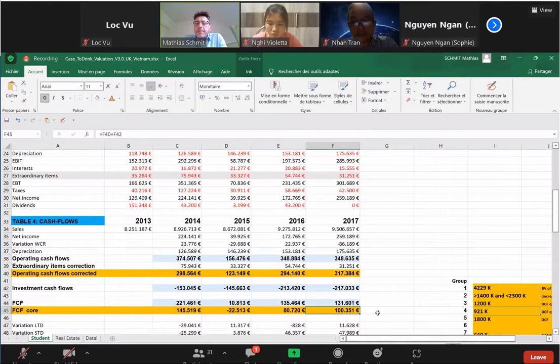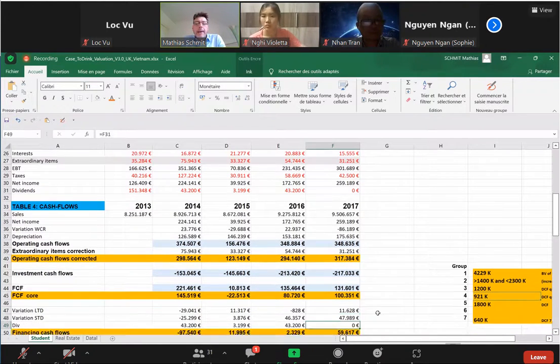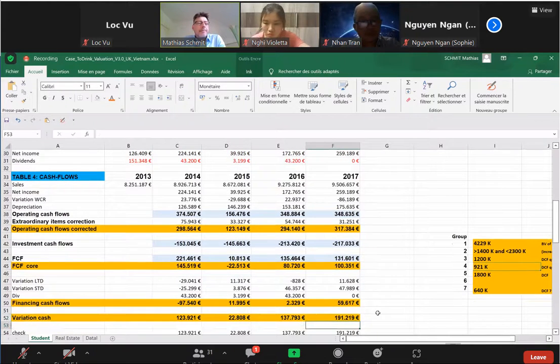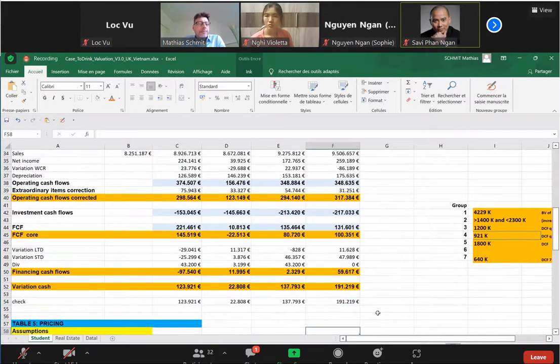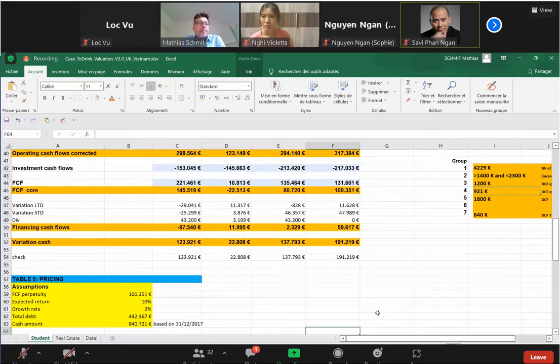100,000. And I have my debt, my cash flow from the financing, my variation of cash. So I have my cash flow statement, you can check. And then I have to value. I suppose that this free cash flow is the one that I can get in a perpetuity.